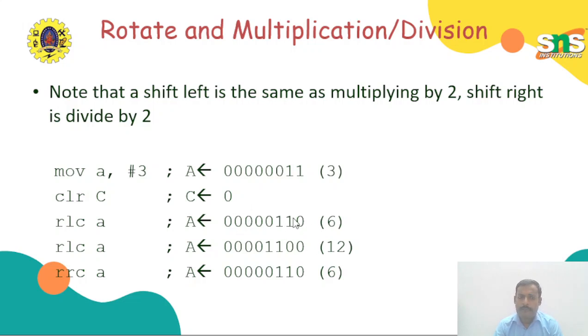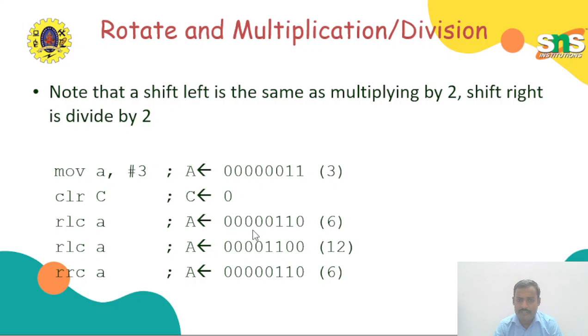Now again I am performing a left shift one time. Look at this, RLC A. Again the same data will be left shifted one time. Here also we now have a carry flag equal to 0. Here we have 5 zeros, 1, 1, 0, 0. This 0 will be moved to the carry flag. Remaining data will be retained here.